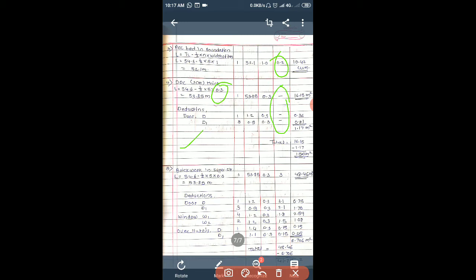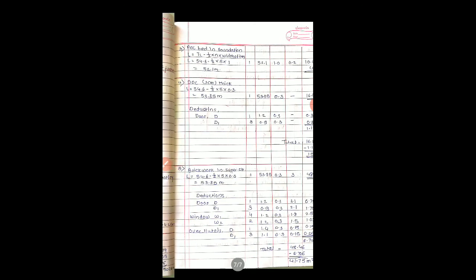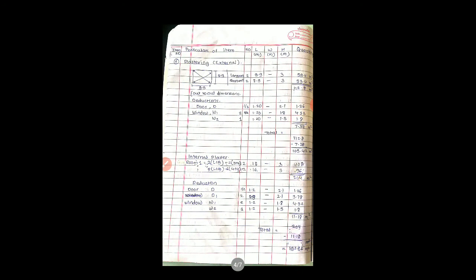We will keep the height part as a dash. We will calculate this quantity, and deductions we consider for doors, because below the door sills we don't provide a DPC course. Similarly for brickwork, width is 0.3. Other things remain the same, and deductions remain the same.